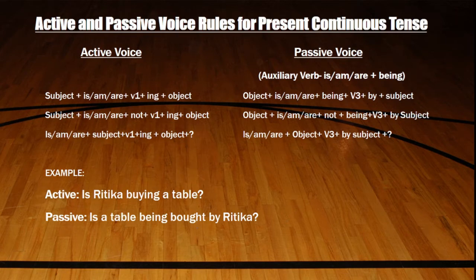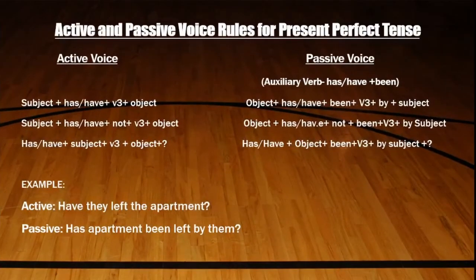All right. So what happens? If we look at this example, this is an example of the mark of interrogation. It's an interrogative sentence. Is Ritika buying a table? The passive voice of this would become, is a table being bought by Ritika? Right? So now if we look at the present perfect tense, what happens here?